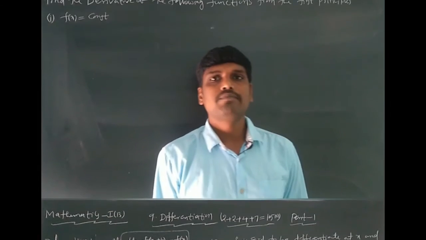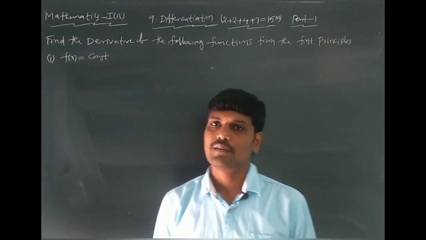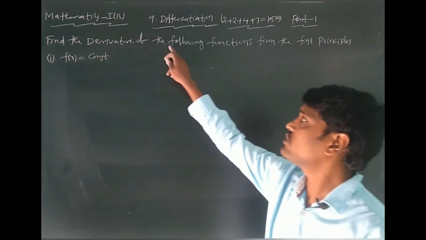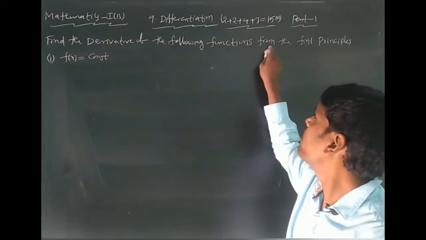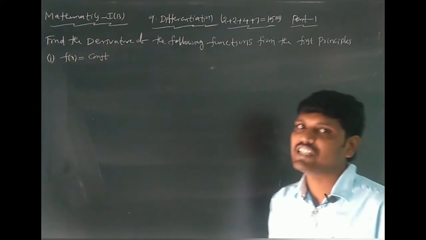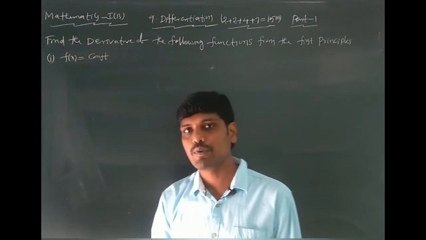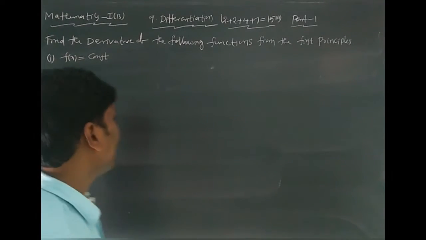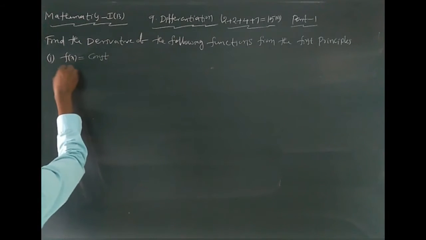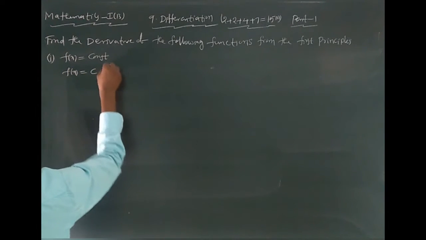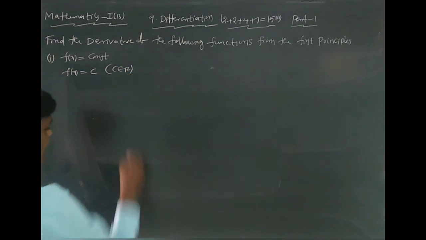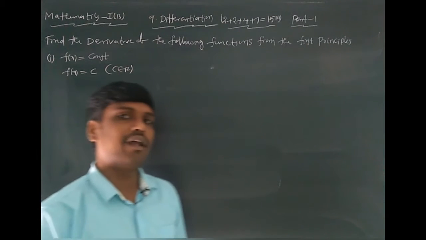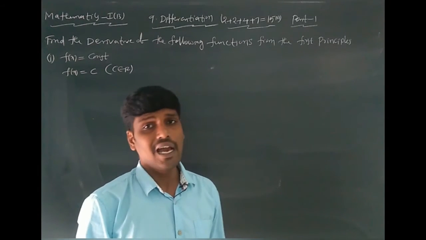Here is the first problem using the first principle. Find the derivative of the following functions from the first principle. What is the first problem? f of x is equal to a constant. Take any constant: f of x equals c, where c belongs to capital R, that is, c is a real number.